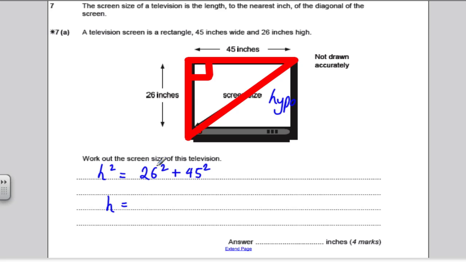So in our calculator, we work out 26 squared, which is 676, and we add together 45 squared, which is 2025, but then we have to square root it, because h squared is the sum of those two, so h is the square root of that. And you get the answer 51.97. Now, it did say that the screen size must be measured to the nearest inch. Well, the nearest inch to 51.97 is simply 52 inches. So the screen size is 52 inches.